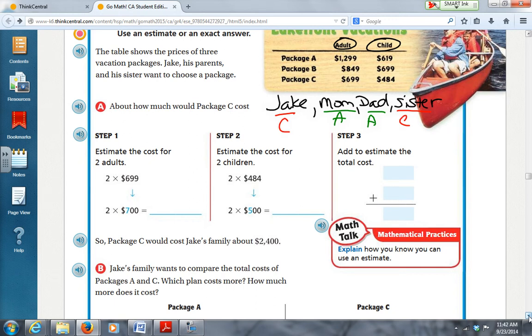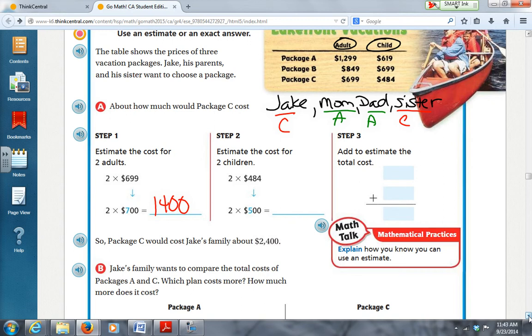So I'm going to have more than one step to this, right? And it's kind of got it broken down for us already. So the cost of 2 adults is $699 times 2. I'm going to round that off to 700. And 2 times 7 is what, Robert? 14. How many zeros am I going to add? In 700? How many zeros do I add? 2. Good. All right. So it's going to be roughly about $1,400 for the adults.